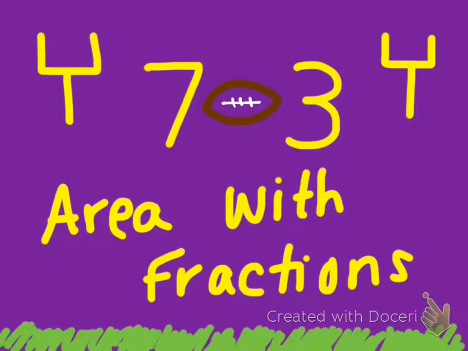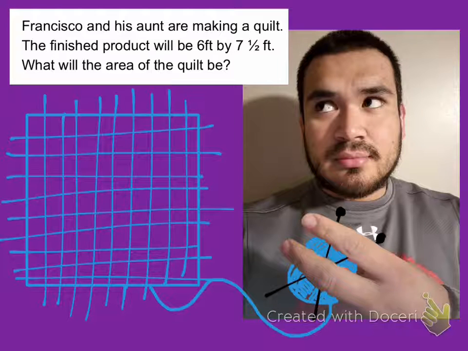In Chapter 7-3, we're going to be finding area with fractions. Our story problem is Francisco and his aunt are making a quilt. The finished product will be 6 feet by 7.5 feet. What will the area of the quilt be?